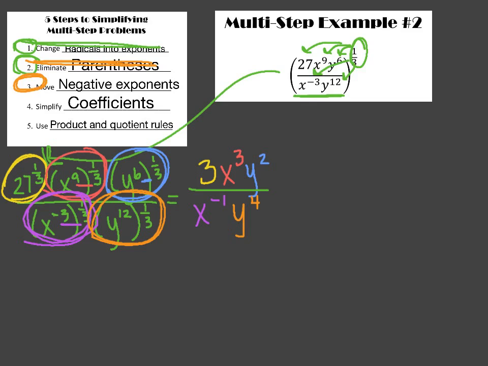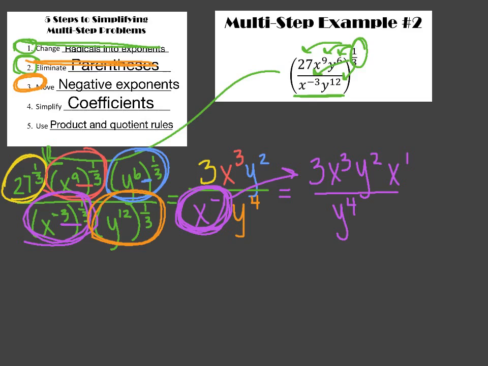Step number 3 says to move negative exponents. So I'm going to look and see if I have any negative exponents. Well, I do. On the bottom of my fraction, I have x to the -1. So I need to move that to the other side of the fraction. I'm going to rewrite everything in the exact same place it was, except this one, and I'm going to move that one to the top. Everything that was already where it was gets to stay because those are all positives. But this one that was on the bottom is going to move to the top so that I can make it a positive one. And now I moved all my negative exponents. I don't have any left.